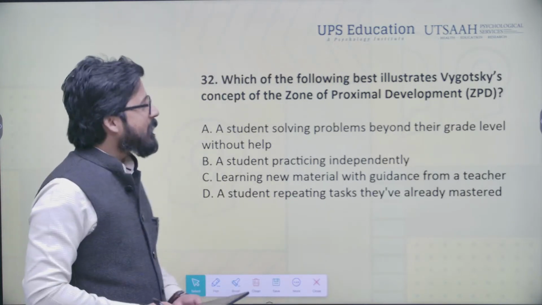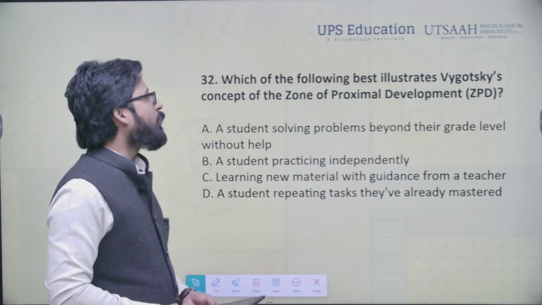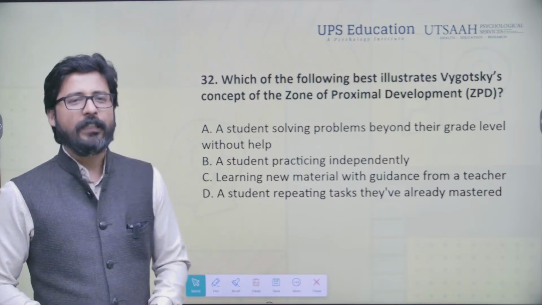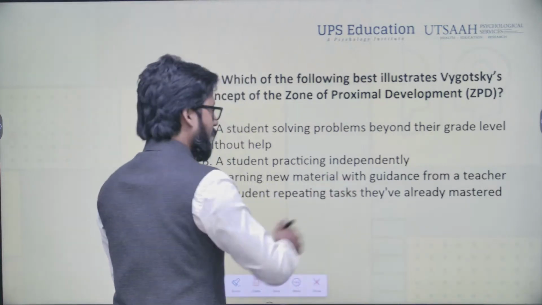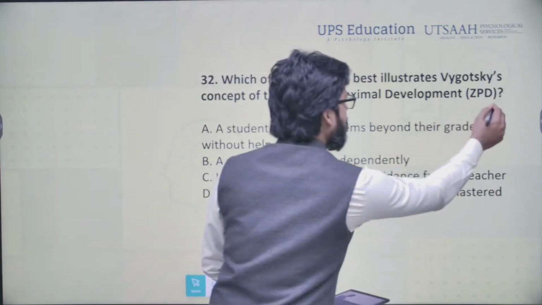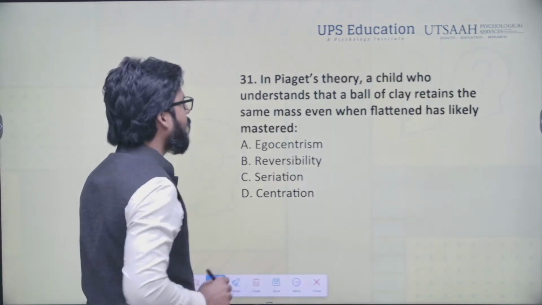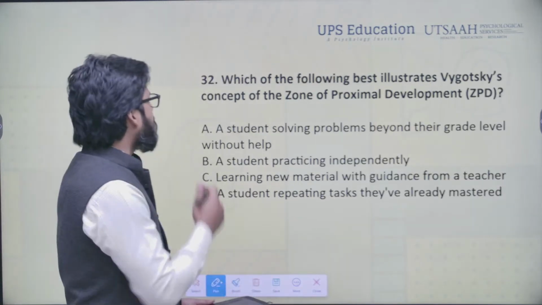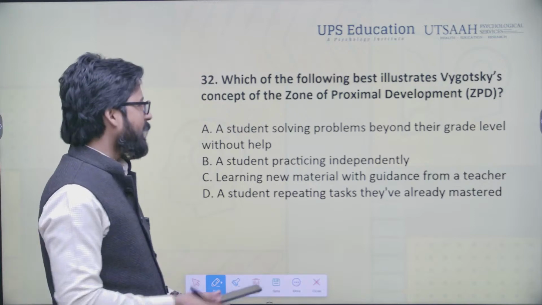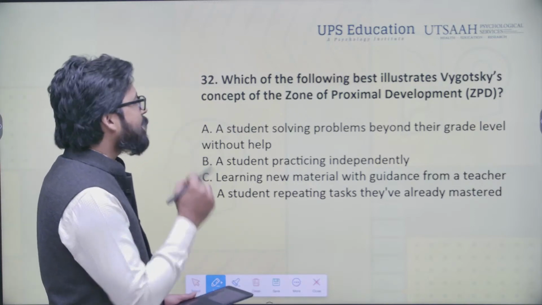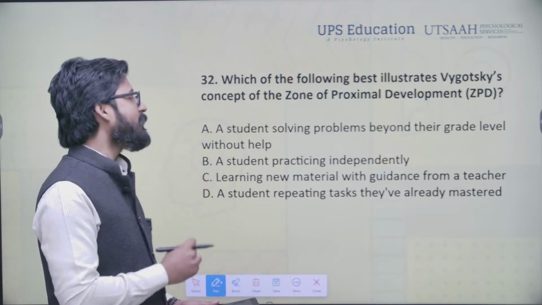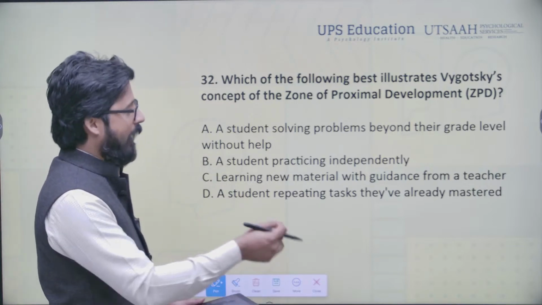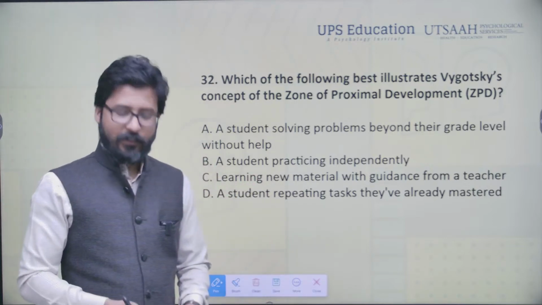Which of the following best illustrates Vygotsky's concept of the zone of proximal development? In short, we can say ZPD. So, zone of proximal development. The options are: a student solving problems beyond their grade level without help, a student practicing independently, learning new material with guidance from a teacher, and a student repeating tasks they have already mastered. So these are the options.